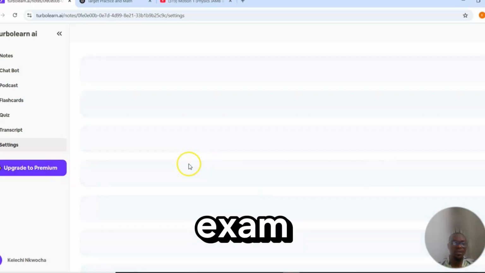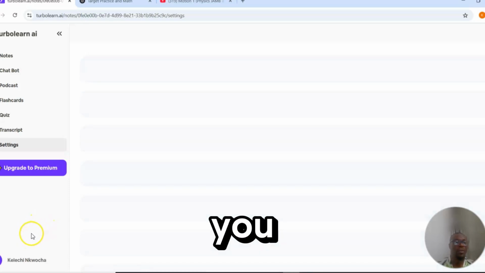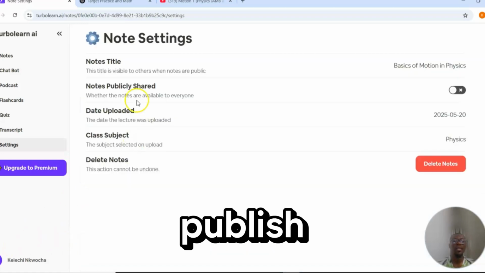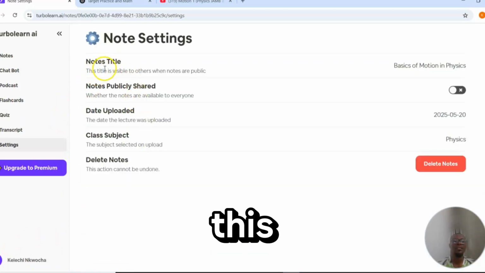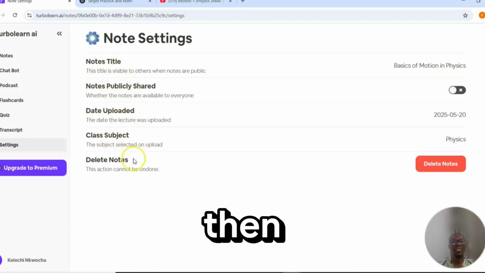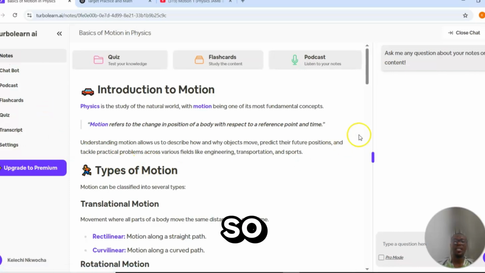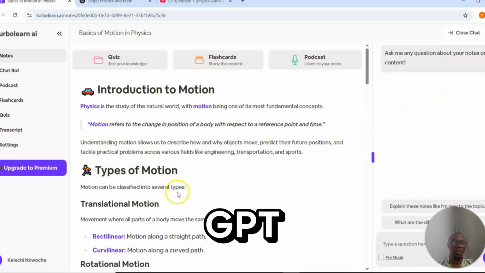Maybe during the exam you can come together to do that, but it will help you. So another part, so this is just a setting: notes title, publish, date uploaded, all this. You probably don't need all this anyway. But if you need them, you can go to settings and make your settings. Good.